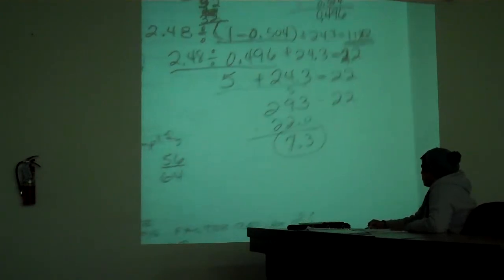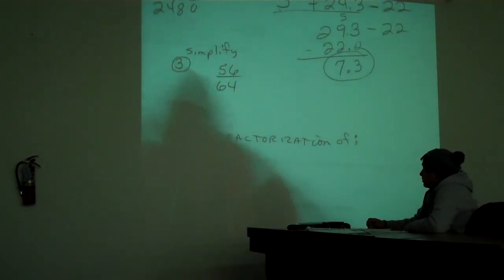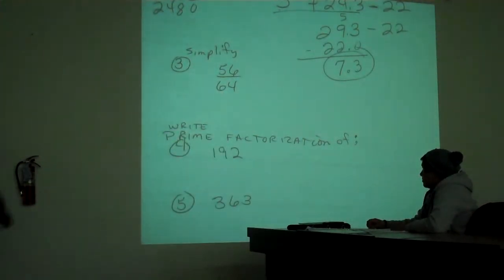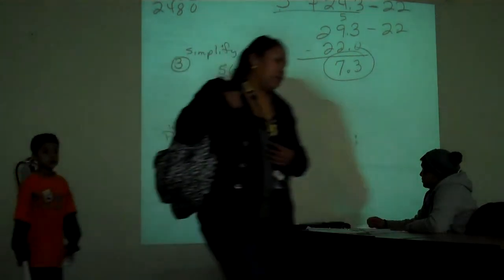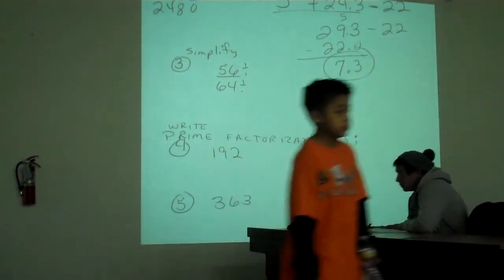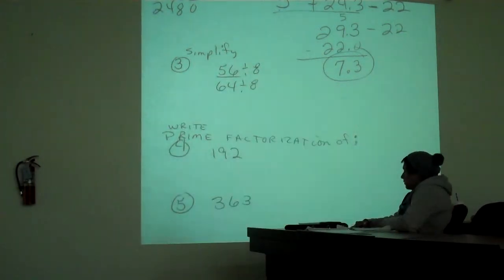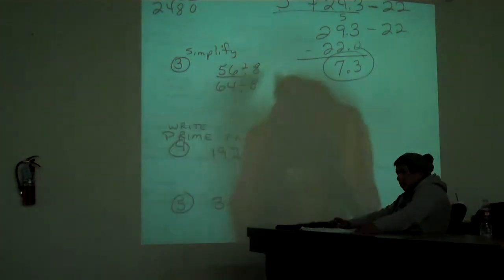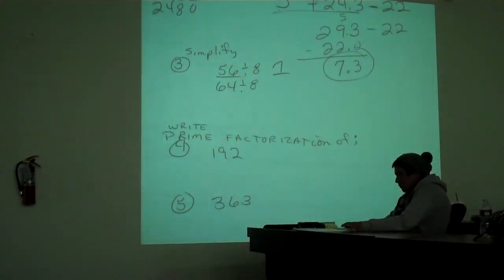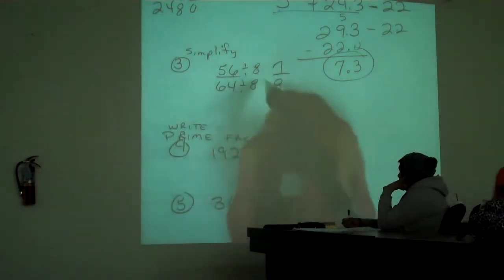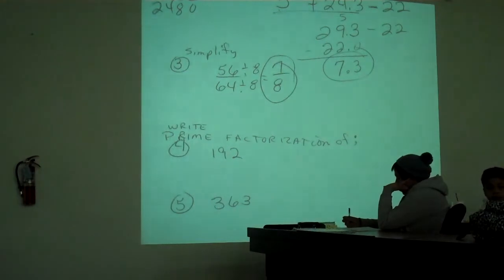Okay? Now simplify this. What would we divide by? Top and bottom will divide by what? 8. 56 divided by 8 is 7. 84 divided by 8. Okay.